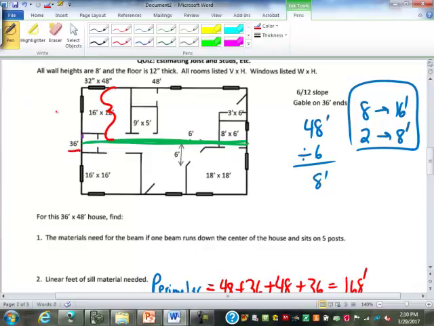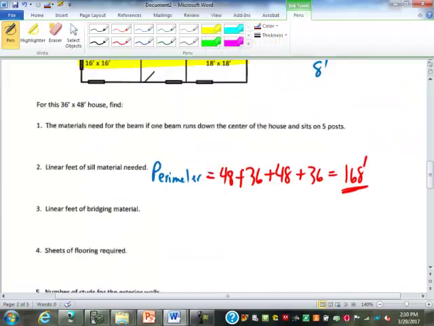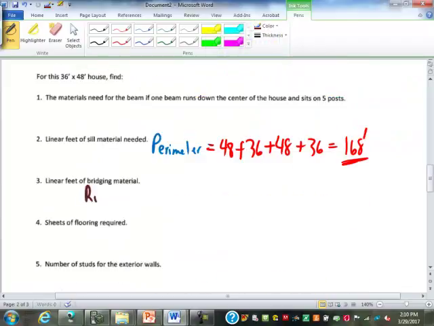36 divided by 2 is 18 feet. Since those are over 10 feet, we must have bridging. Well, the bridging is going to have to go all the way down here. That's 48 feet. And it's going to have to go all the way down here. That's another 48 feet. So the total run of the bridging is going to be 48 plus 48, which is 96 feet.